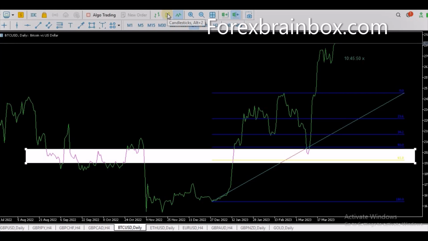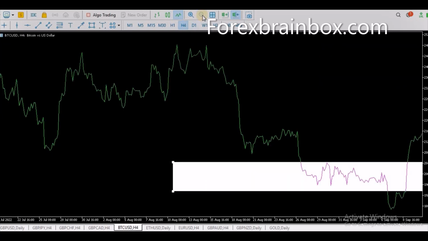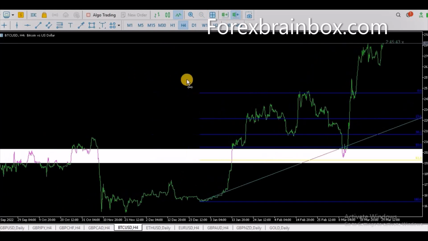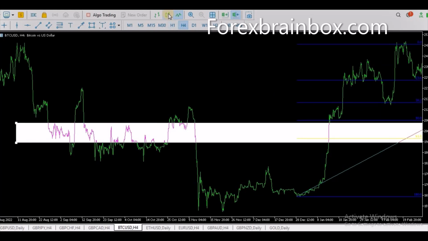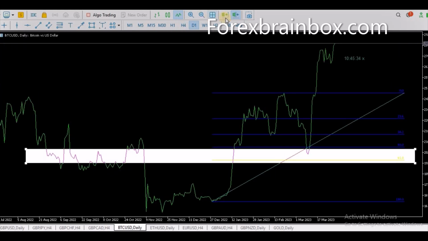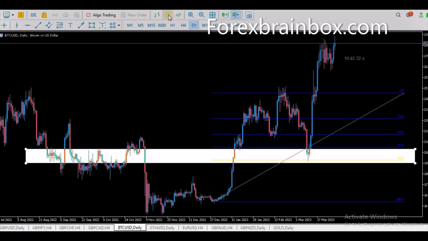Sometimes you have to switch to another time frame for you to be able to see clear demand levels. Let's see if we can find demand levels here. You can change it to daily charts. So guys, I hope you're getting this. This is just how to deal with it.